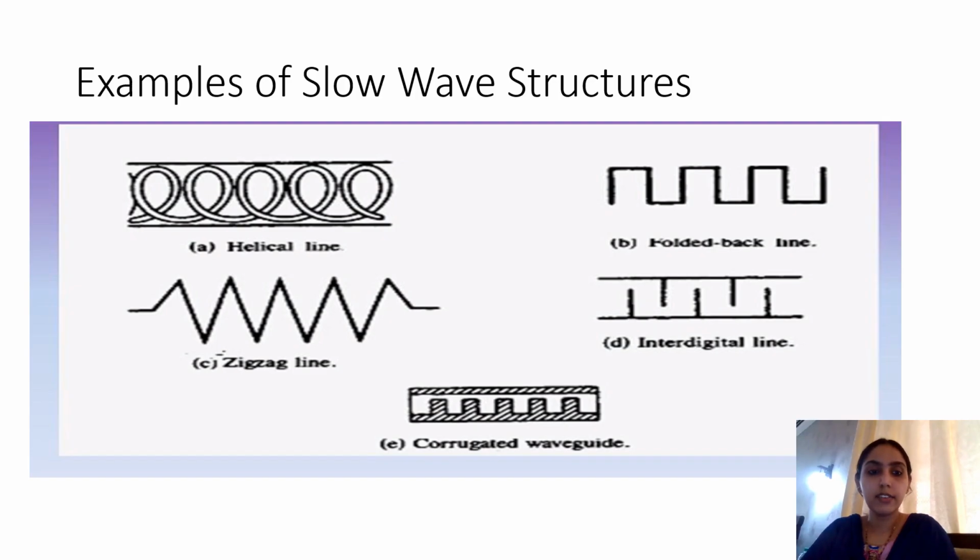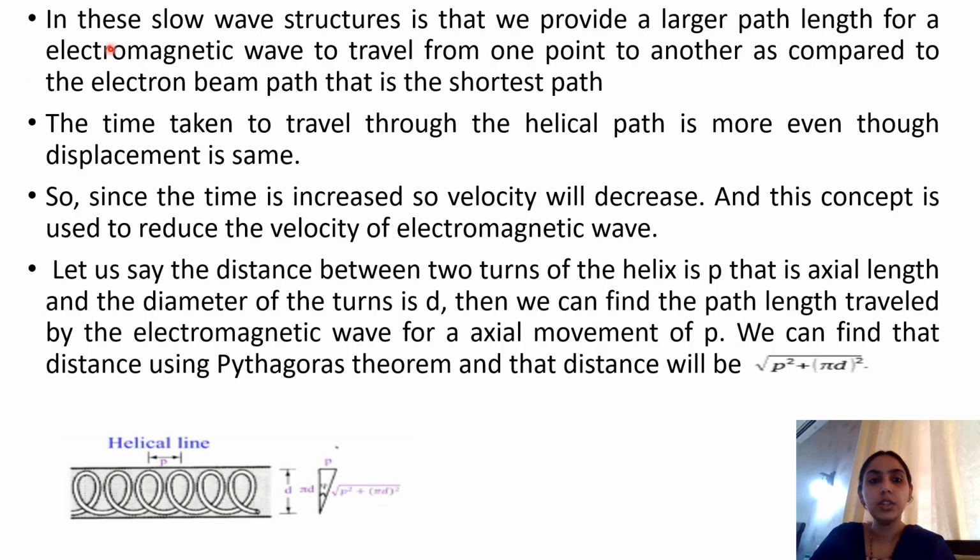So these are several examples of the slow wave structure. In our travelling wave tube, we have used a helical line. All these slow wave structures have the property of periodicity in the axial direction. We can incorporate any of these slow wave structures for effective interaction of the RF waves with the electron beam. Now in the case of a slow wave structure, we mainly ensure a large path length for an electromagnetic wave to travel from one point to another as compared to the electron beam path, that is the shortest path.